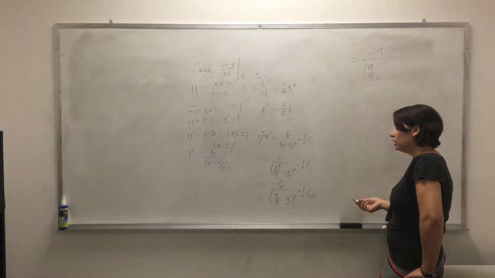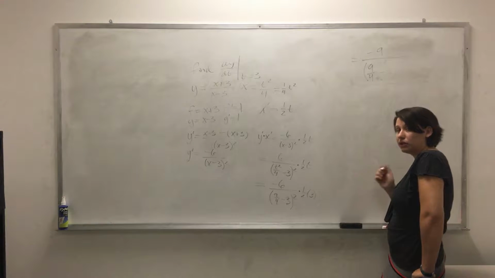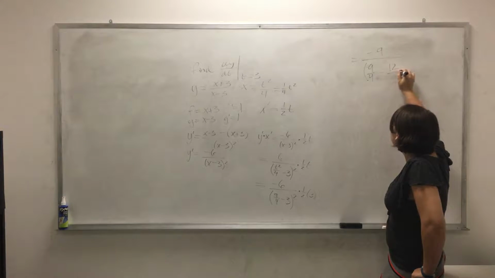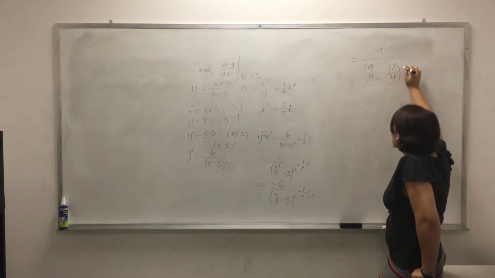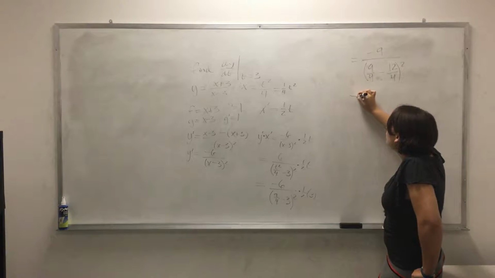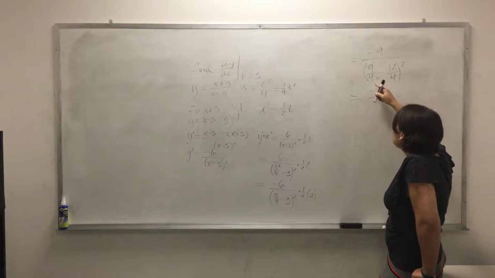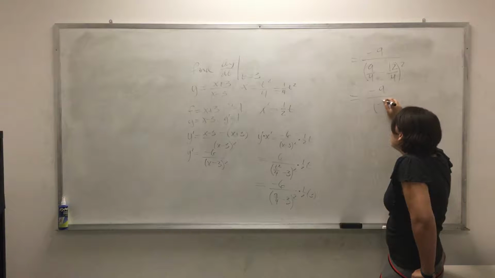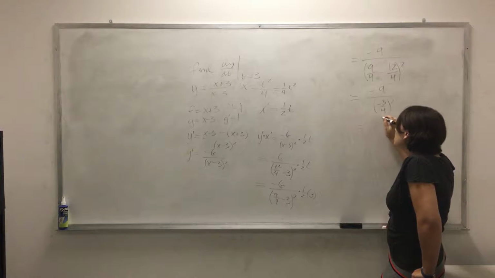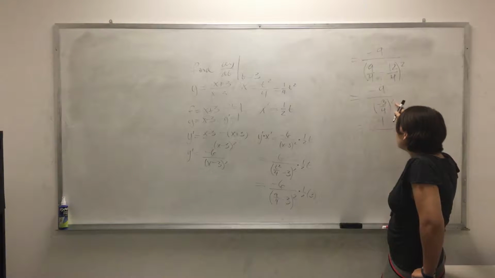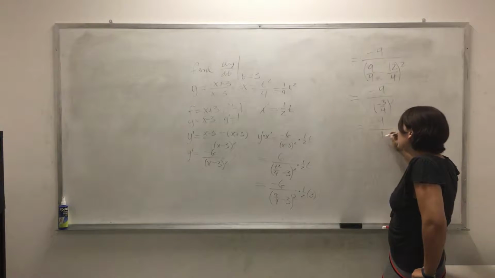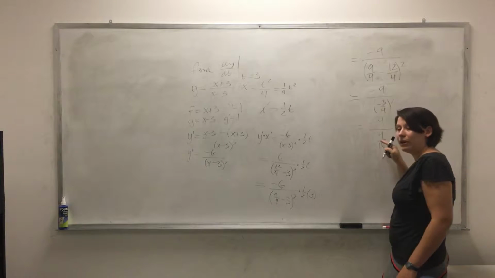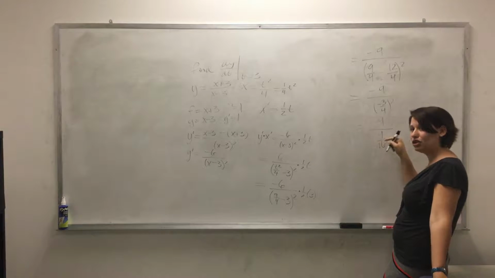Well, then we need to make it over 4. So 3 times 4 is 12 over 4 then, and then still squared, equals negative 9 over 9 minus 12 is negative 3. So we have negative 3/4 squared. That will give us negative 9 over negative 3 squared is positive 9. 4 squared is 16. We have a fraction inside of a fraction now, okay?